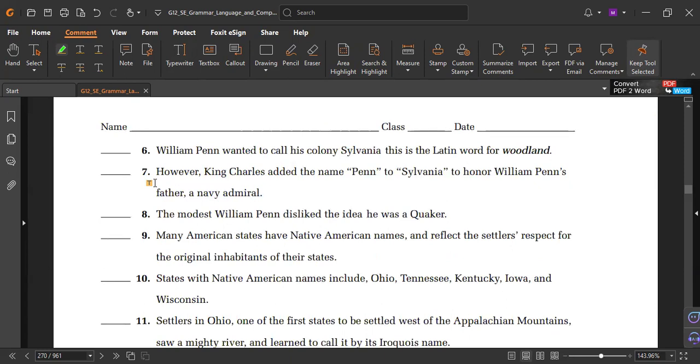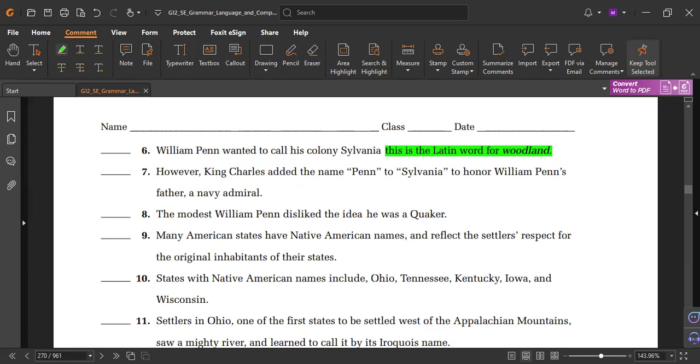Now for number 6. After Sylvania, there should be a comma. Yes, because we have two clauses. That is correct. Number 7. I think after Penn and Sylvania. Am I right?